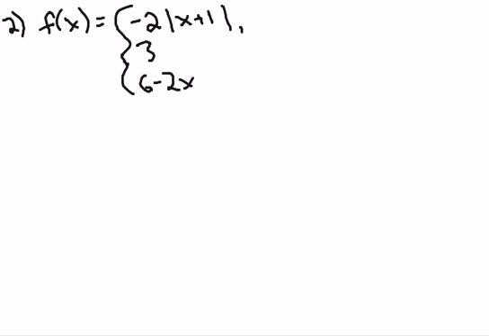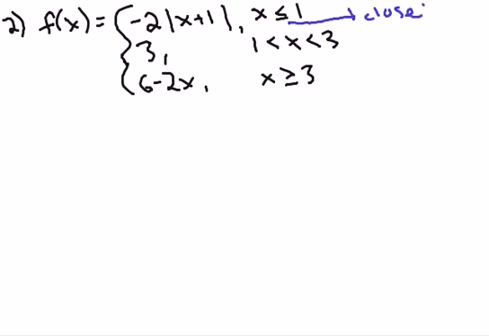So the absolute value piece is going to be defined for values less than or equal to 1. The constant piece is going to be from 1 to 3, not including 1 and 3. And then the linear piece we'll say is for values greater than or equal to 3. So I'm going to go ahead and start off again by finding my open and closed circles. So this bar here indicates that this is a closed circle.